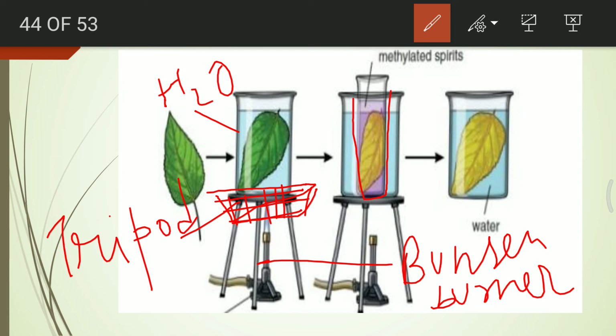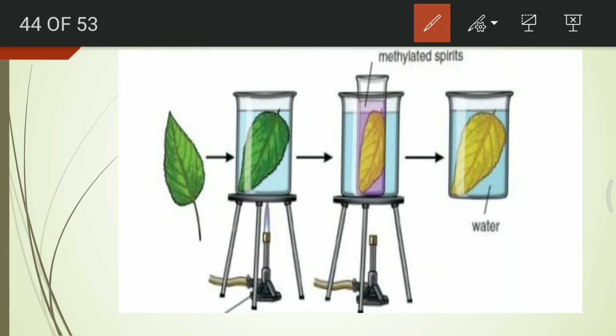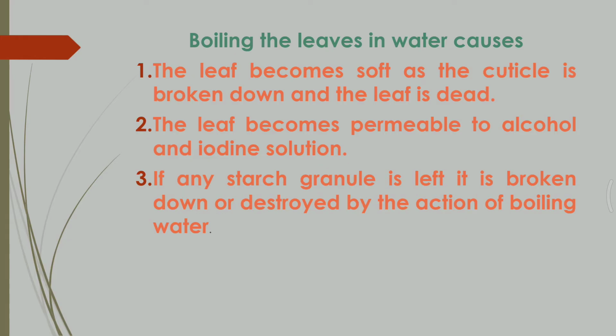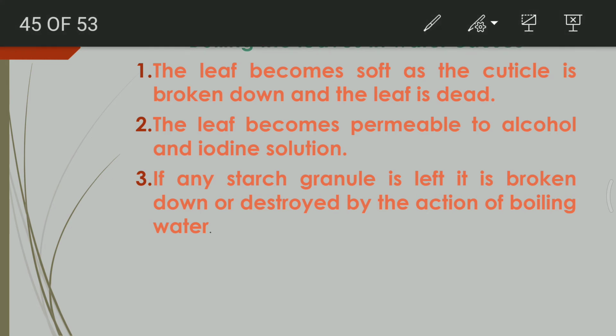The first step which we had taken was we had put the fresh leaf over a water bath, and in the water bath we had placed it for 3 to 5 minutes. What was the reason for doing it? Let's look into that. We put the leaves for boiling so that the leaf becomes soft. Not only that, we want to basically remove the cuticle, and we also want to kill the leaf. We don't want the leaf to be alive. So our intention is to make it devoid of protoplasm.